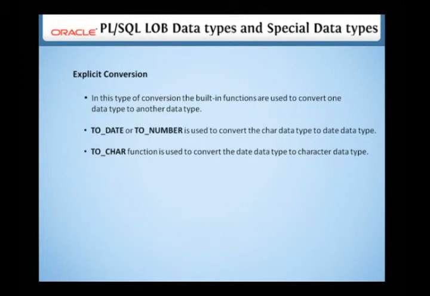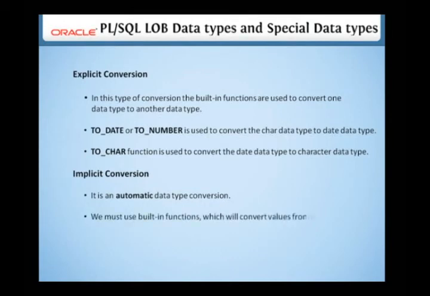The next type of conversion is the implicit conversion. It is an automatic data type conversion. To specify conversions implicitly, we must use built-in functions which will convert values from one data type to another. PLSQL conversion functions are similar to those in SQL. In this lesson, we have discussed some special data types in PLSQL. From this lesson, I hope you got an idea about all the data types in SQL and PLSQL.